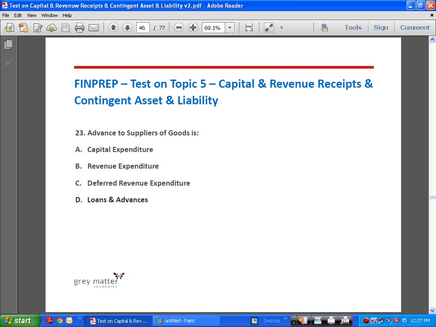Advance to suppliers of goods. This is where even before you purchase goods from the suppliers, you pay the supplier in advance. So this is not an expenditure. It's some kind of an advance. It's some kind of loans and advances. It will be classified as loans and advances in the balance sheet on the asset side, obviously. So the answer is D.